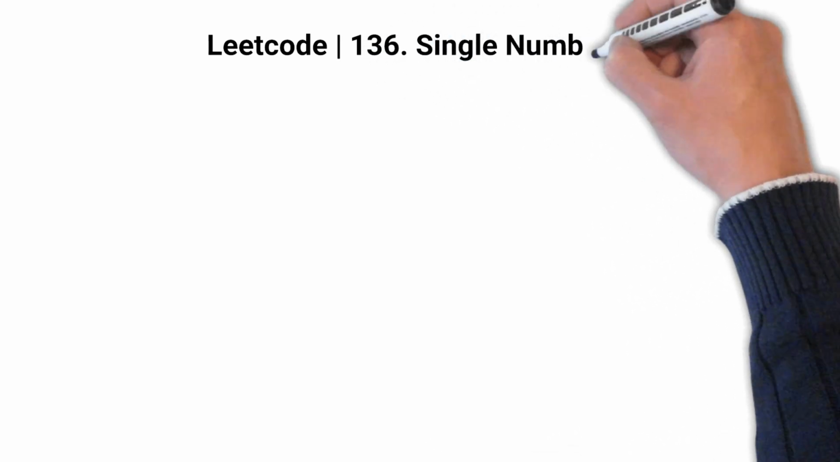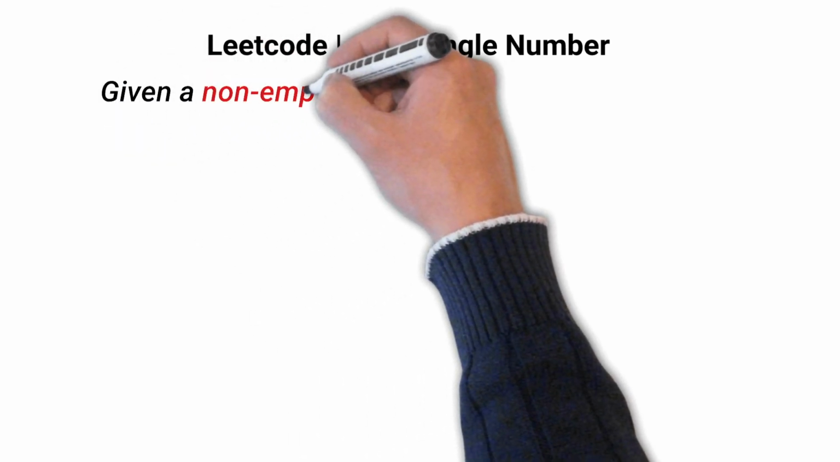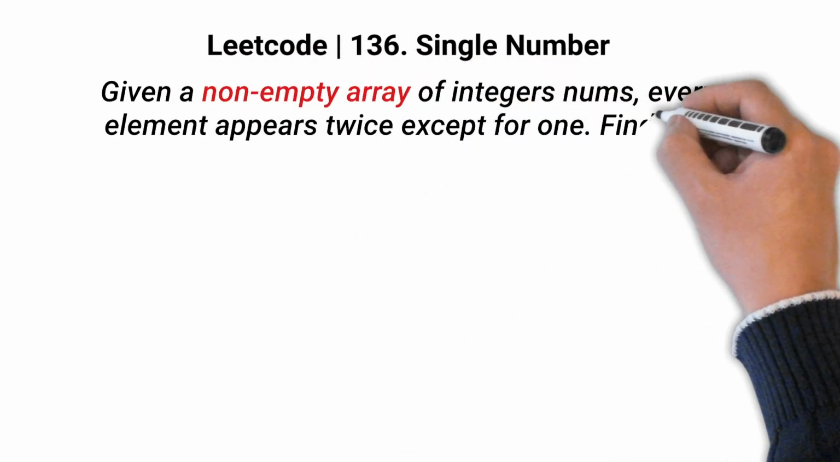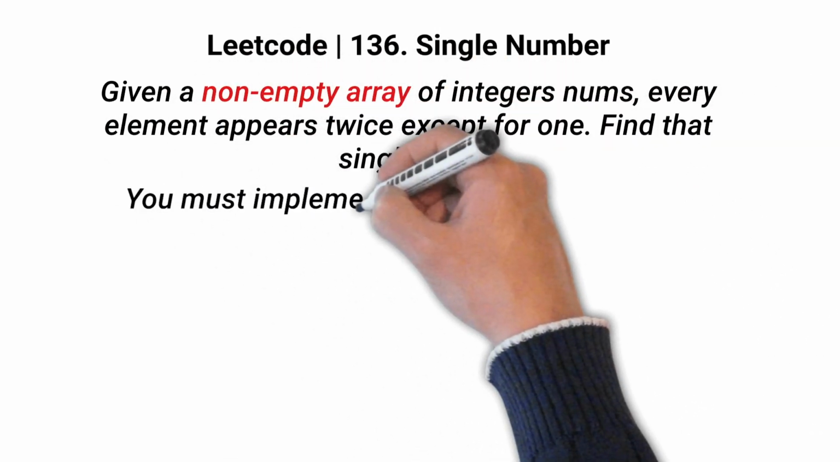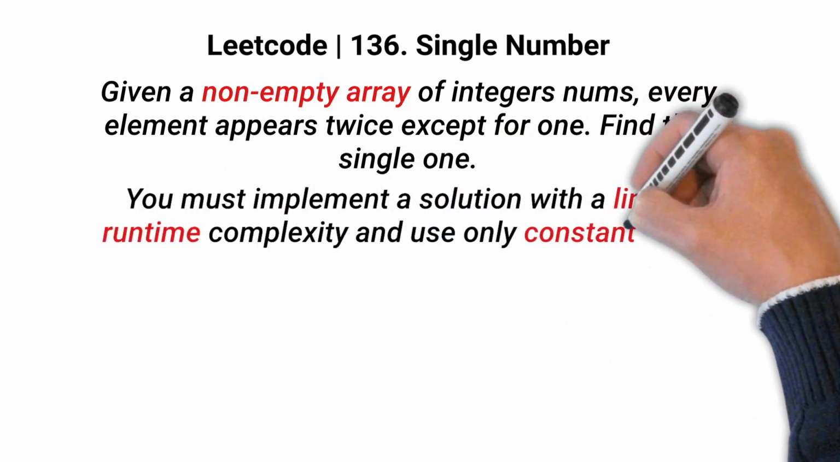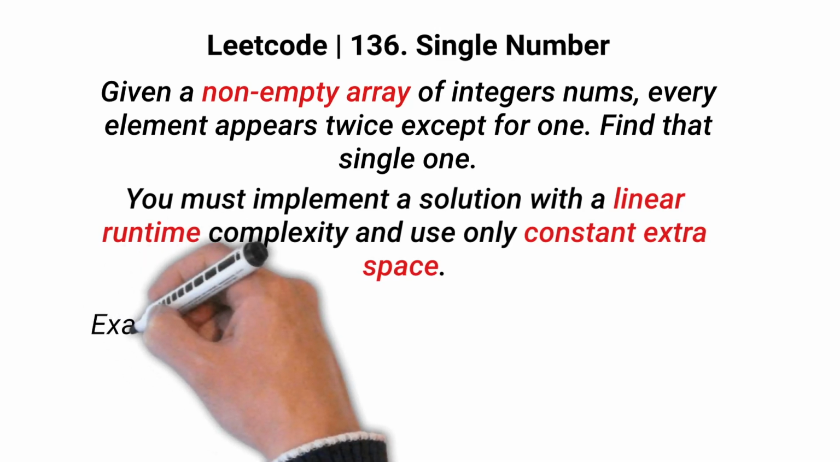Today we're going to be looking at LeetCode question 136, Single Number. Given a non-empty array of integers, nums, every element appears twice, except for one. Find that single one. You must implement a solution with a linear runtime complexity and use only constant extra space.